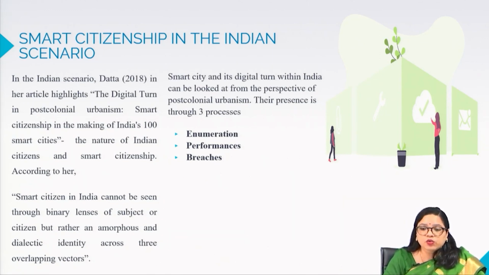Their presence is through three different processes. First is enumeration, the action of mentioning several things one by one, for example, through citizen consultation of a digital population that has been hidden. The second is performances. This aspect depicts how citizens are becoming smart citizens, mainly through online practices of how to become smart citizens. The third one is breaches.